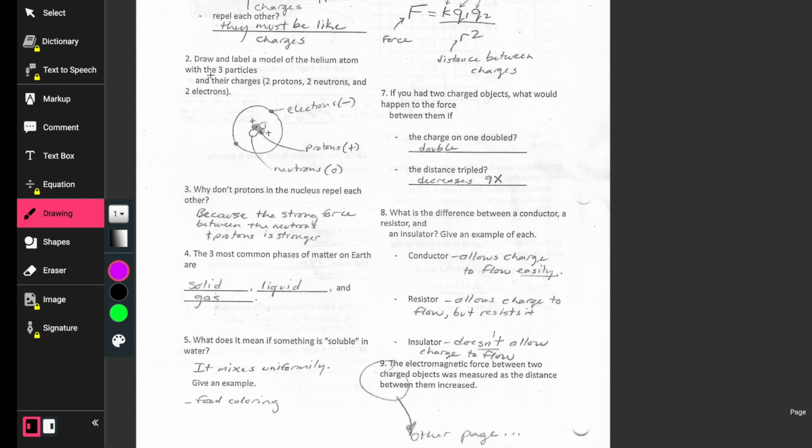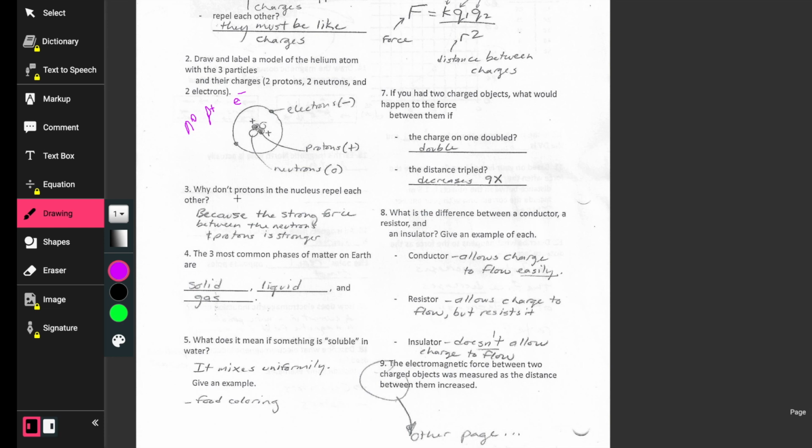Draw and label a model of the helium atom with three particles. When they say three particles, they're talking about a proton, neutron, electron, even though there's two of each. So this is helium. Remember that I've also done the N0, which is what I tend to do, and the P positive, but you can do that instead. That's what my chemistry version does. It also gets into nuclear notation. So for nuclear equations, this is actually a better way to go.